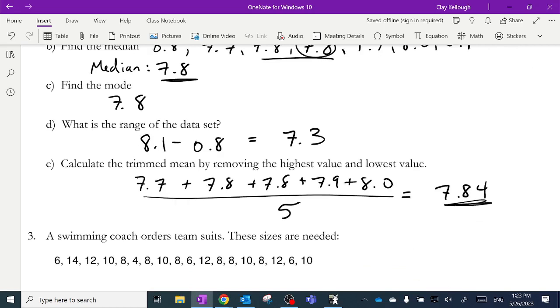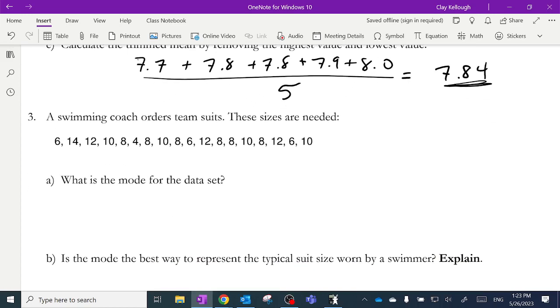All right, a swimming coach orders team suits. These are the sizes. What is the mode of the set? Now, I was looking through it, and I noticed there's a couple of 6s, but I think 8 wins, right? There's an 8, there's an 8, there's an 8, there's an 8, there's an 8. So 8 is for sure the mode.